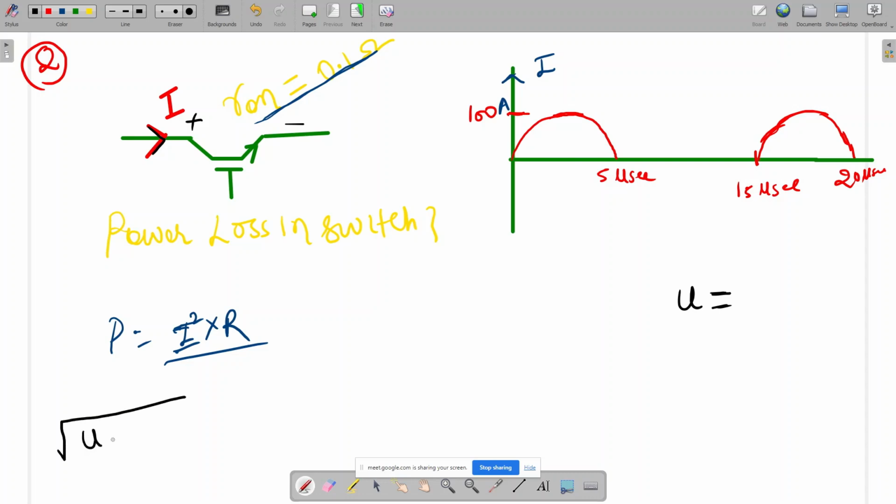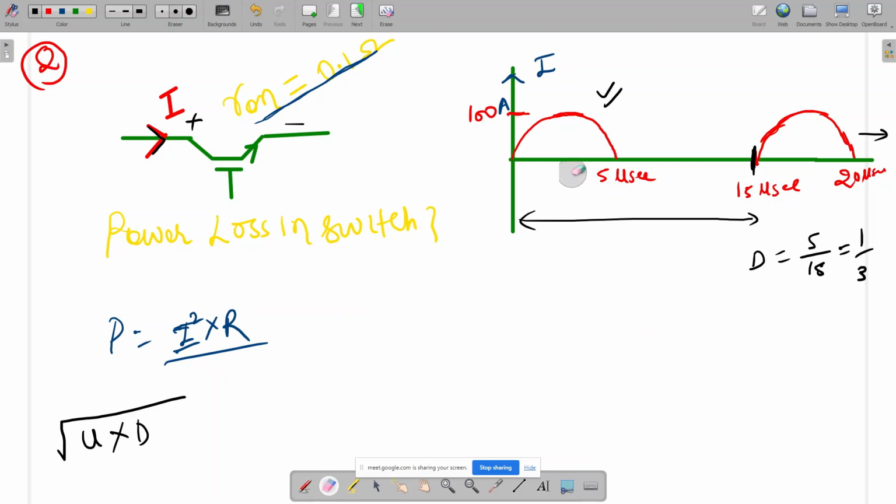RMS is equal to u, which I am defining for different kinds of functions, into D, where D is the duty of that waveform. So here, what will be the duty of this waveform? Can anyone tell? Okay, see. No, no. See, here it is starting again. One cycle is from here up to here, and here it is starting again. So what is one cycle? One cycle is 15 micro. So the duty will be 5 micro by 15 micro, so it will be 1 by 3. Duty will be 1 by 3.